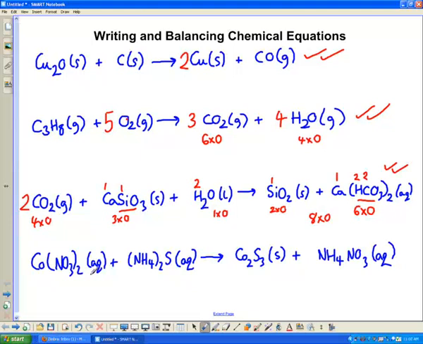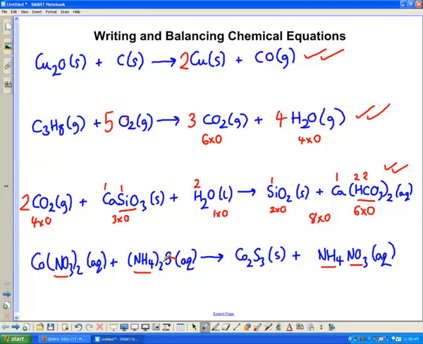Now let's go down to this one. Look at the polyatomics. Nitrate. Oh, what do you know? Nitrate. Ammonium. Ammonium. So the polyatomic ions are both present on each side, so we don't need to split them up. We just need to make sure we have equal numbers of each polyatomic ion on each side.